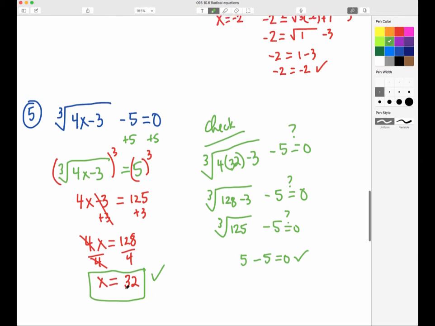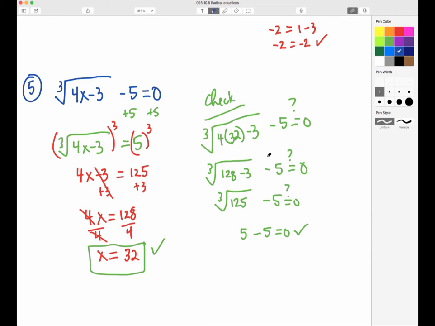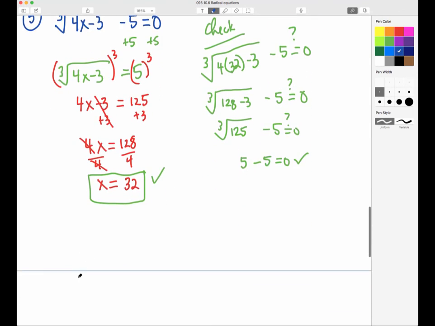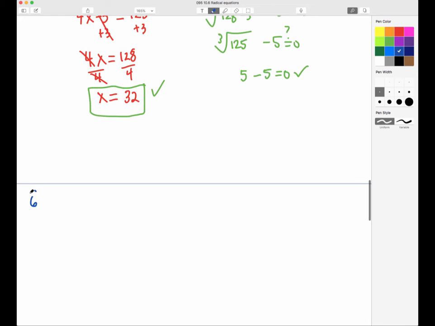And let's do one more example, actually. All these problems before have had one radical sign. Let's throw in one that has two radical signs. The square root of x minus 4 plus the square root of x plus 4, and that is equal to 4. What's different about this problem is that there are two radical signs.